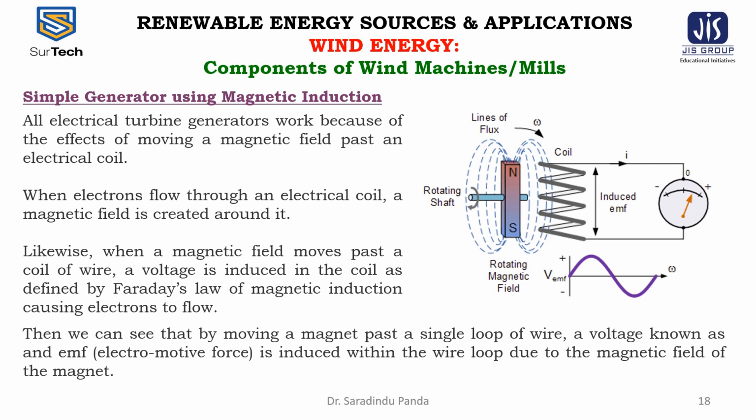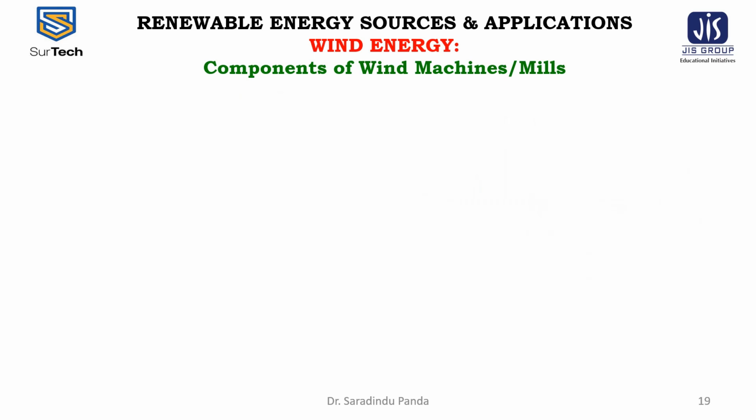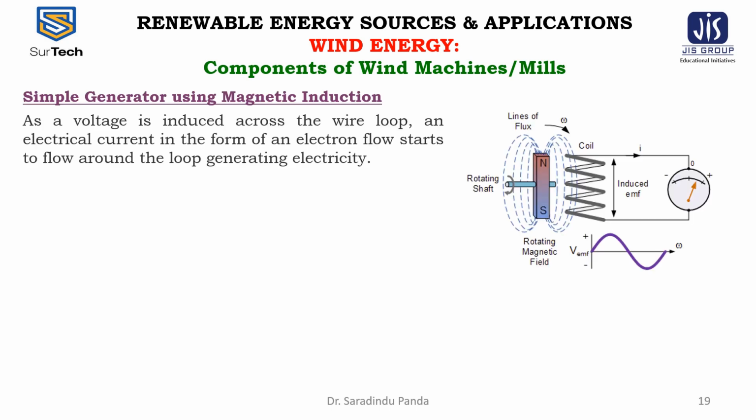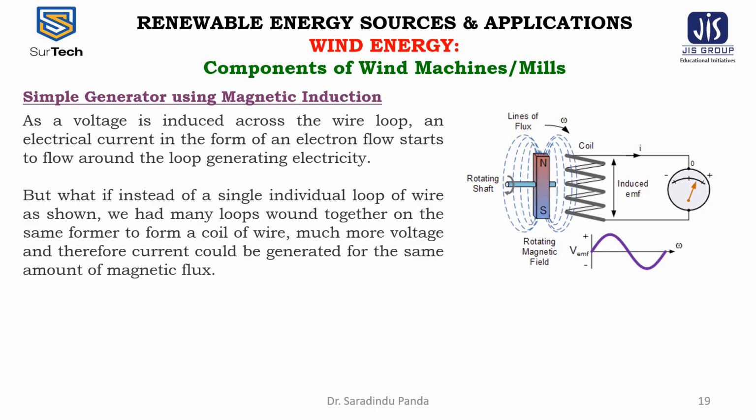Then we can see that by moving a magnet past a single loop of wire, a voltage known as the EMF, that is called the electromotive force, is induced within the wire loop due to the magnetic field of the magnet. As a voltage is induced across the wire loop, an electrical current in the form of an electron flow starts to flow around the loop, generating electricity.